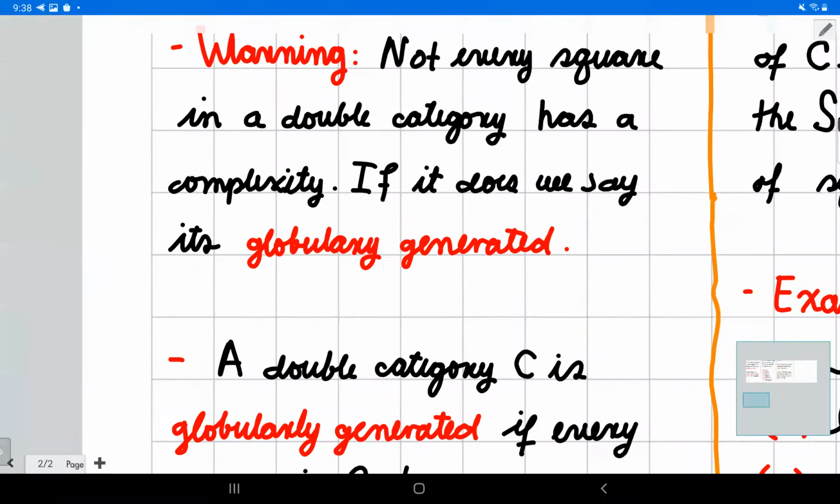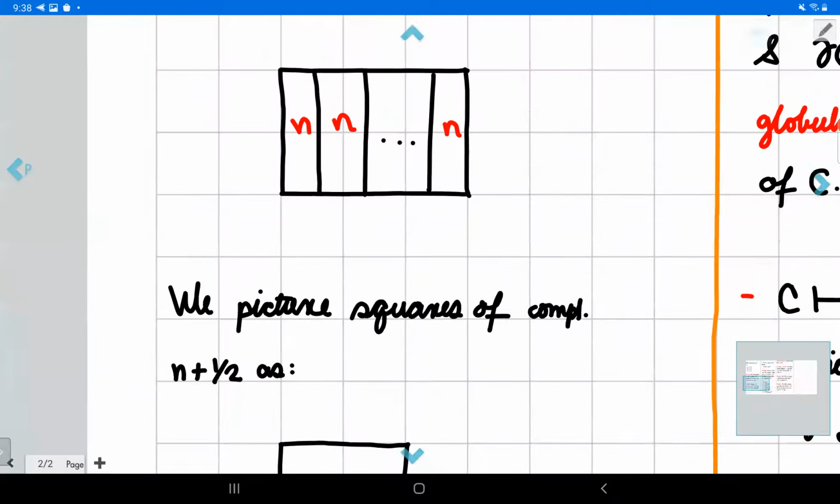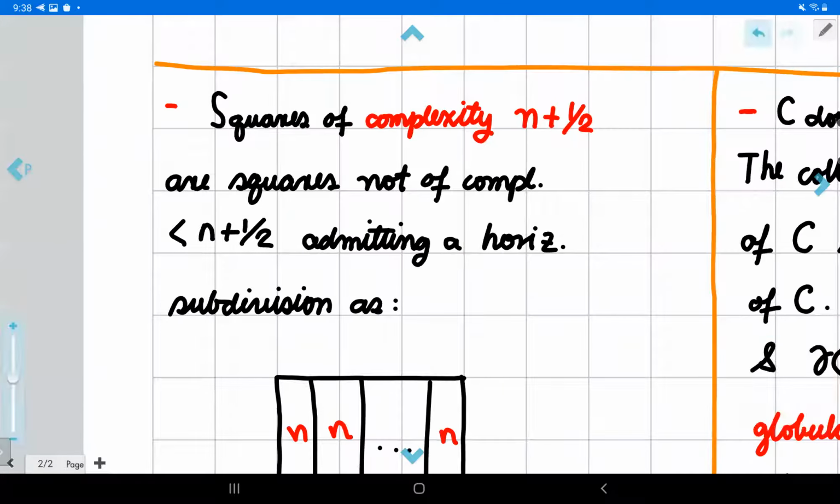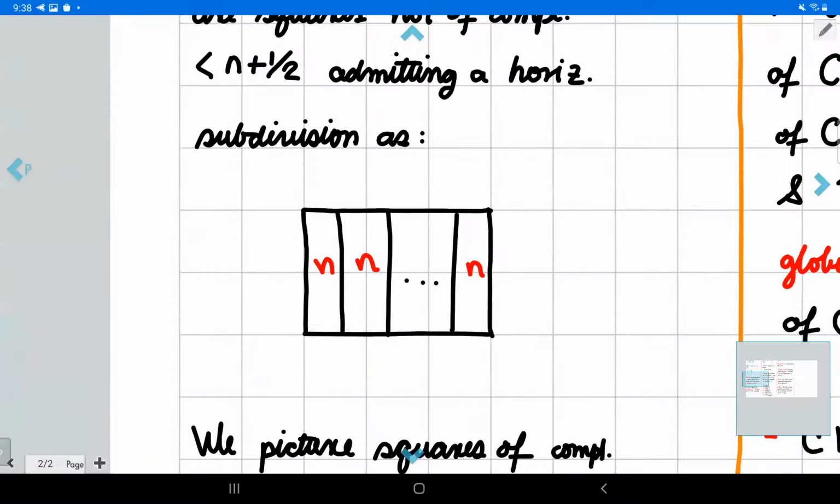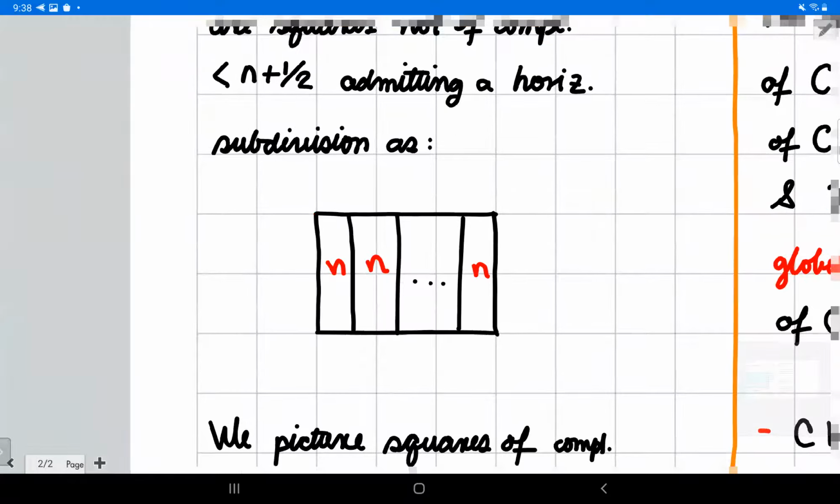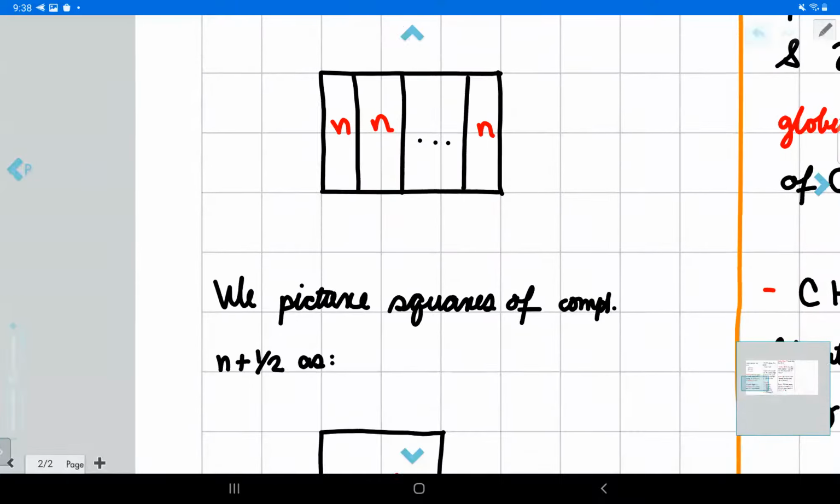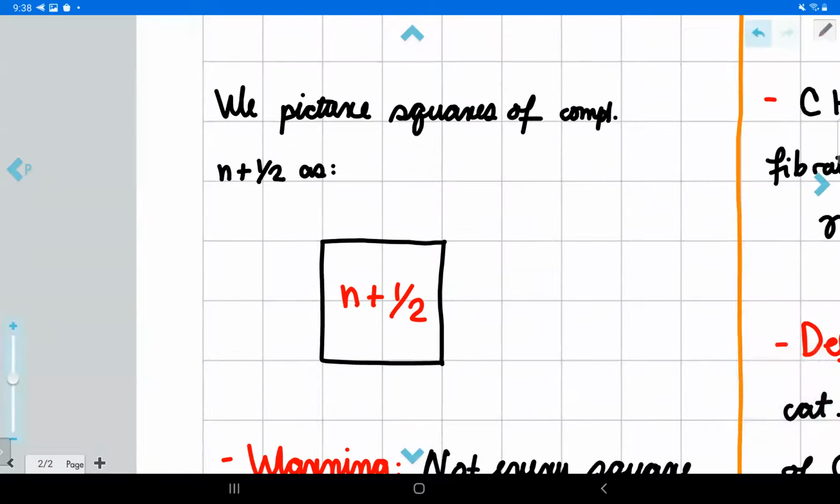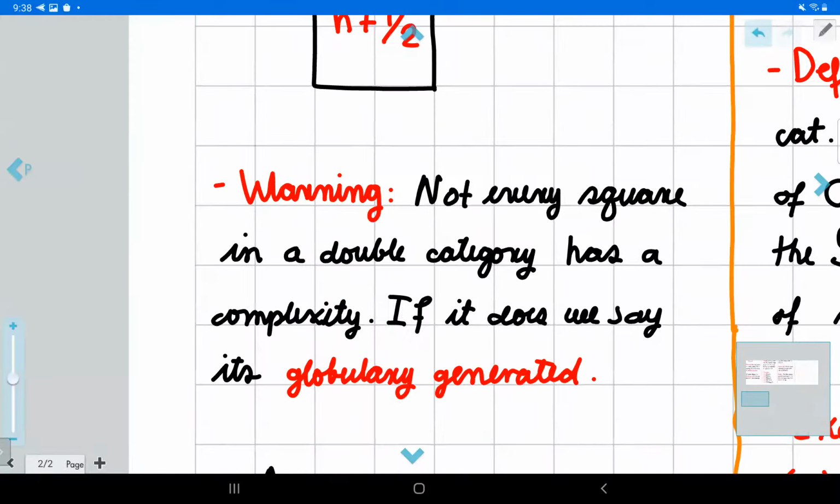Okay, so that defines squares of complexity n. Now squares of complexity n plus 1/2 are squares not of complexity less than n plus 1/2, admitting a horizontal subdivision, like so. So we picture squares of complexity n plus 1/2 like this. So now we can define inductively complexity, arbitrarily large complexity of squares.